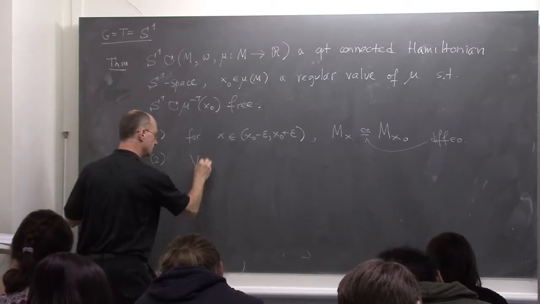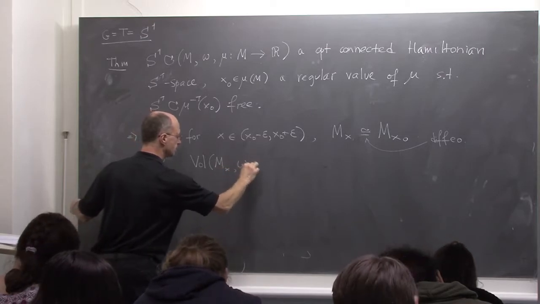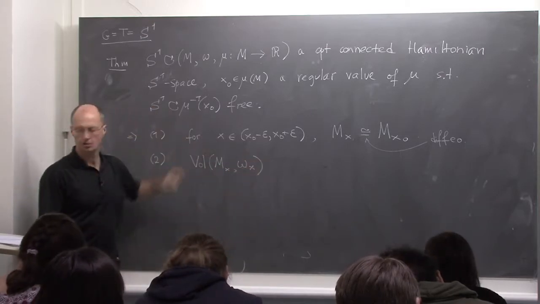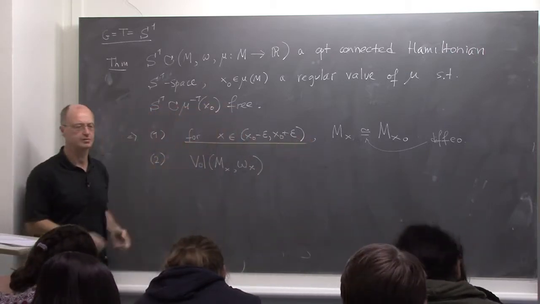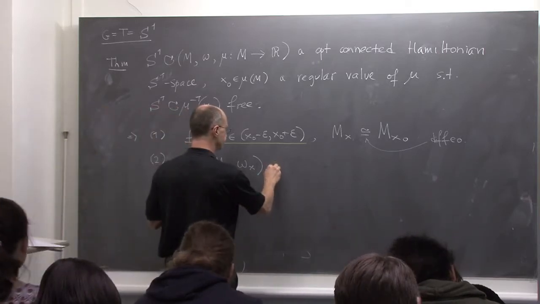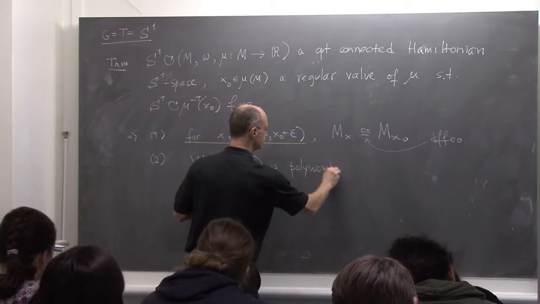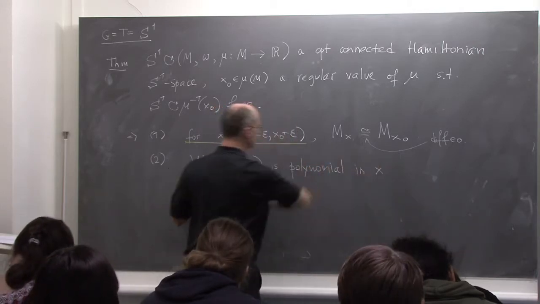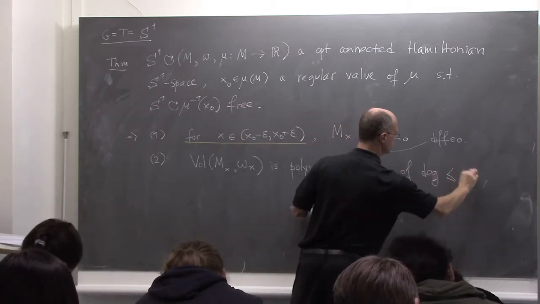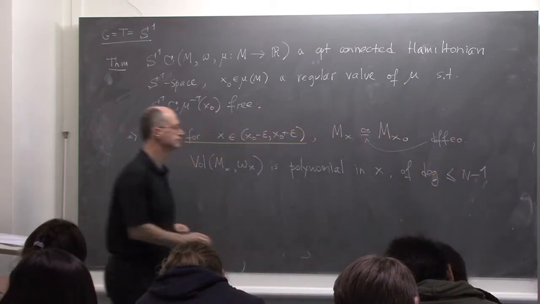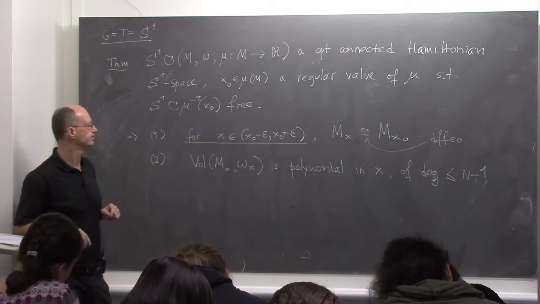Second, on the same interval, the volume function is polynomial in x of degree bounded by n minus 1. So n was half of the dimension of the manifold.